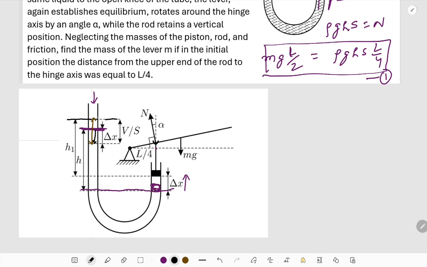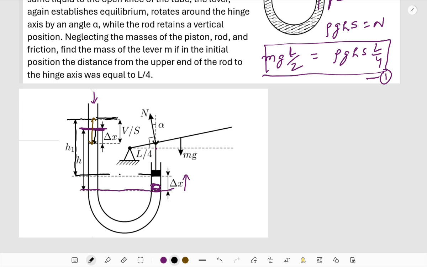This is the new level of liquid in the left knee of this U tube, and the piston has moved to this position, and I call this length h1. So, next thing, what happened with the lever, I can explain what happened.